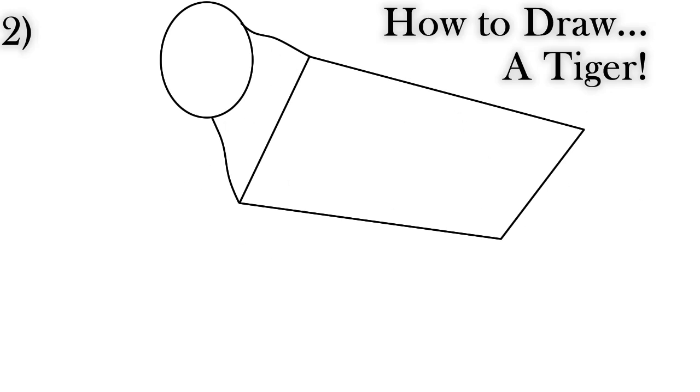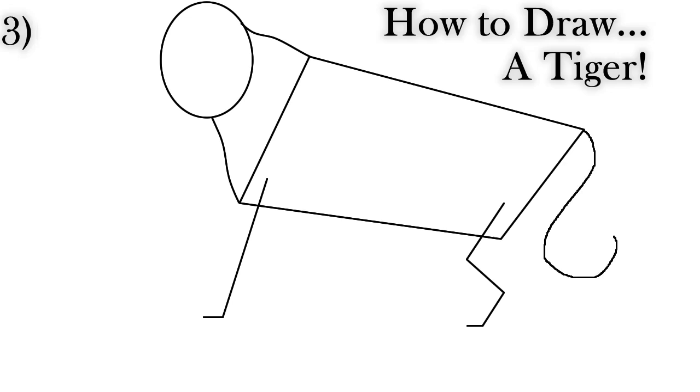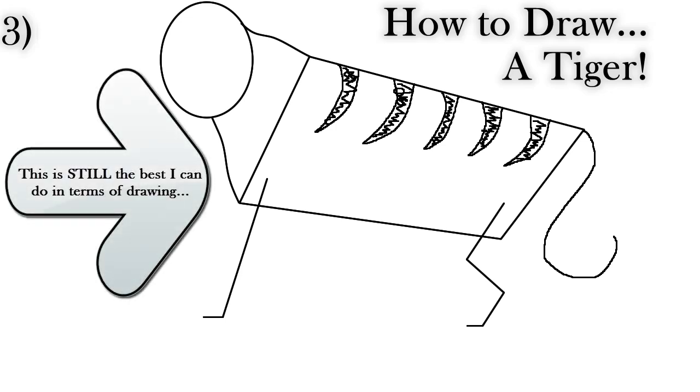And so, step 3 was to begin to add front legs, back legs, a tail, and some stripes. And so right here, I thought, okay, I'm following along pretty well.